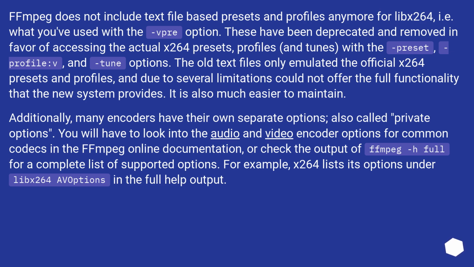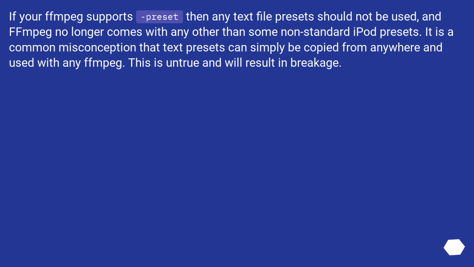Additionally, many encoders have their own separate options, also called private options. You will have to look into the audio and video encoder options for common codecs in the FFmpeg online documentation, or check the output of ffmpeg -h full for a complete list of supported options. For example, x264 lists its options under libx264 AVOptions in the full help output. If your FFmpeg supports -preset, then any text file preset should not be used, and FFmpeg no longer comes with any other than some non-standard iPod presets. It is a common misconception that text presets can simply be copied from anywhere and used with any FFmpeg. This is untrue and will result in breakage.